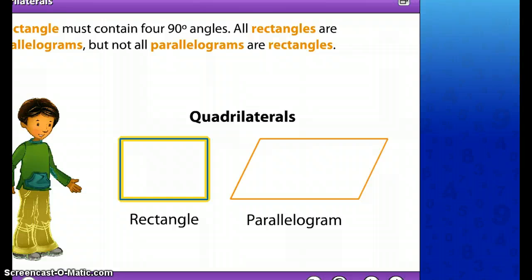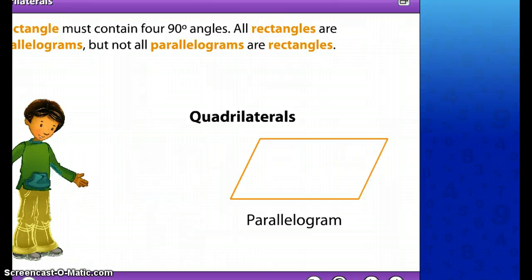A rectangle must contain four 90-degree angles. All rectangles are parallelograms, but not all parallelograms are rectangles. Okay, so let's just make sure we understand that all rectangles.